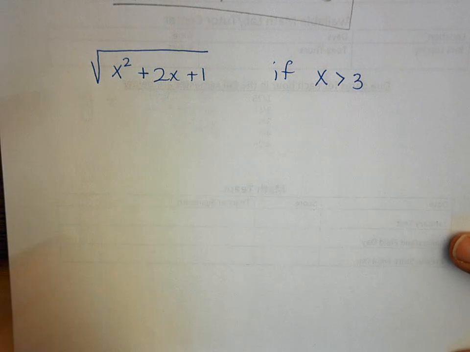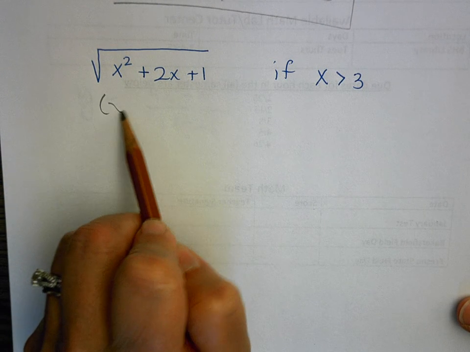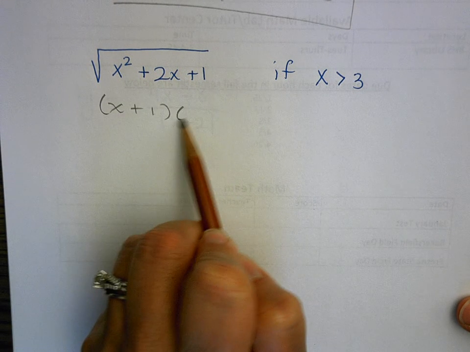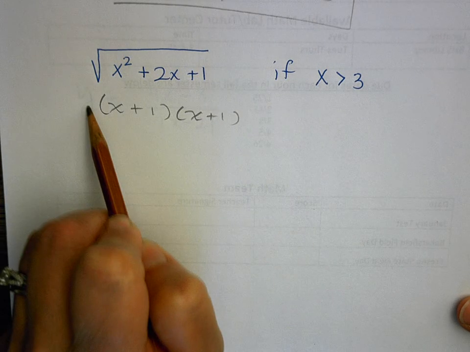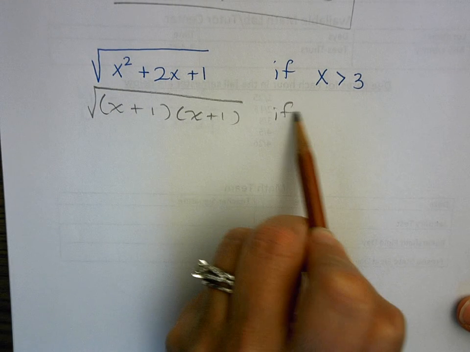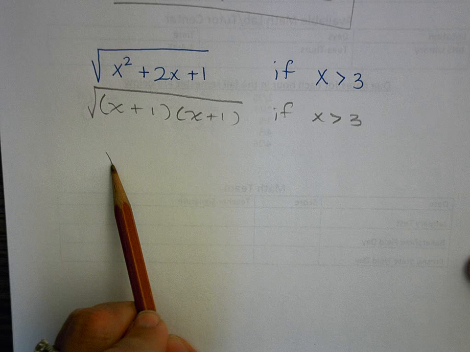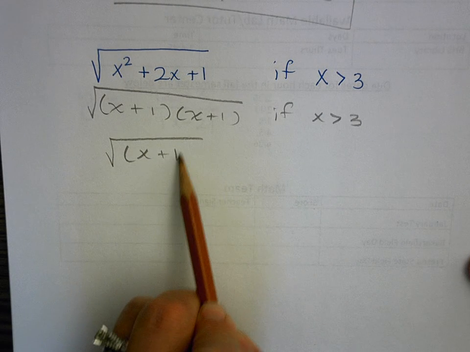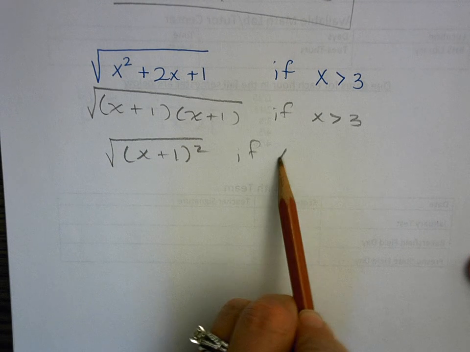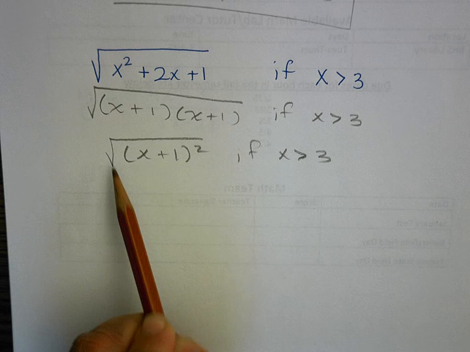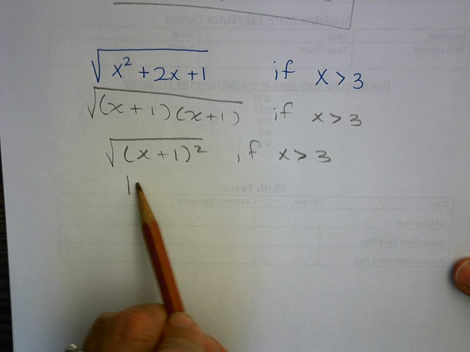So again, I would factor this, so I'm just going to factor it for you this time. And again, the directions would say to simplify. And so if I have the same factor twice, then I could write it as squared. And then the square root of something squared is absolute value.